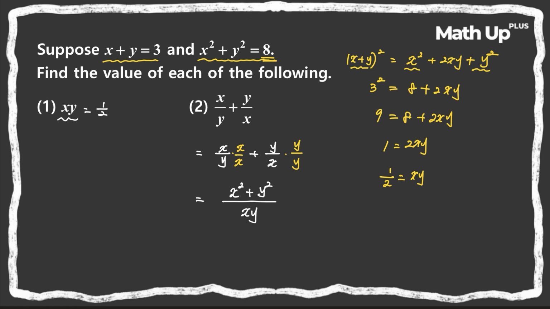It was given that x squared plus y squared is equal to 8, right? So this is 8, and xy, we found it right here, which is 1/2, right? So this is equal to 8 over 1/2, which is equal to 16, right?